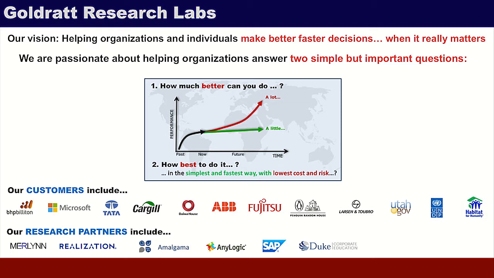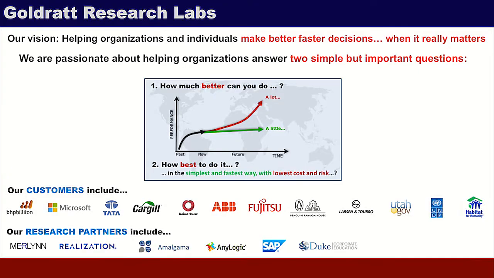First, just a brief introduction of Goldratt Research Labs. We are extremely passionate about helping individuals and organizations make better, faster decisions when it really matters. Not all decisions are consequential. Specifically for organizations, it's about decisions related to how much better can you do?